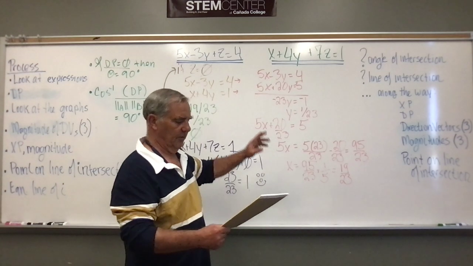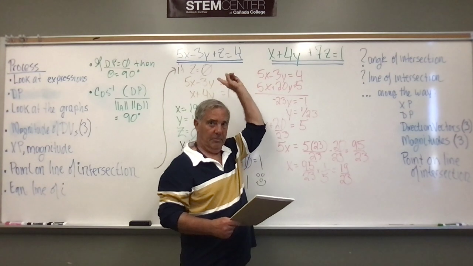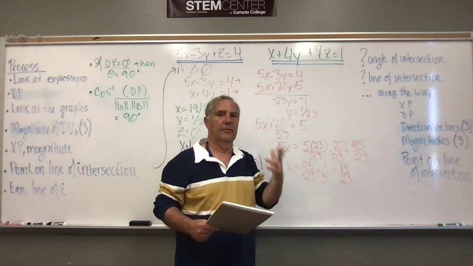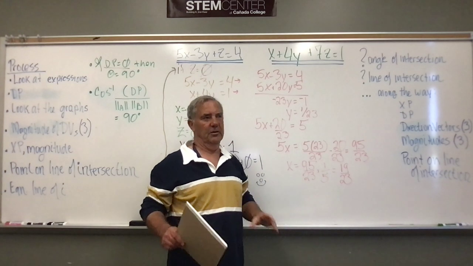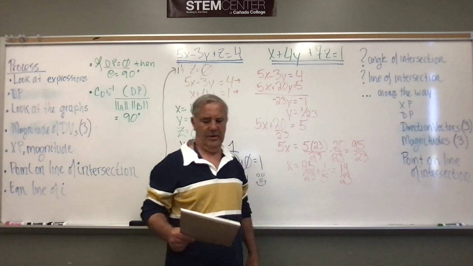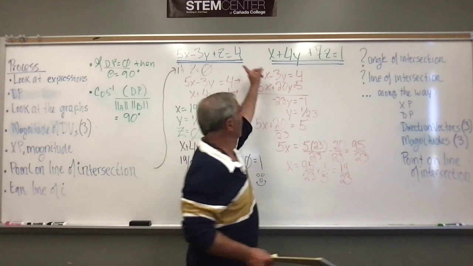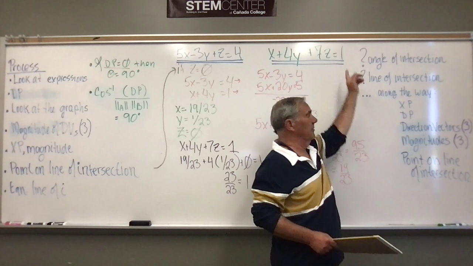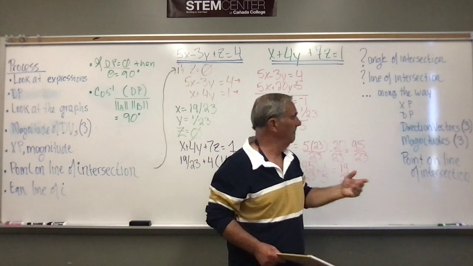But the question is, do these two planes represented with these two expressions intersect? They do. And if they do, what's the angle of intersection and what's an expression for the line of intersection? So those are the two questions. We're given a couple of planes. The question is, what's the angle of intersection and the line of intersection? How do you get there?